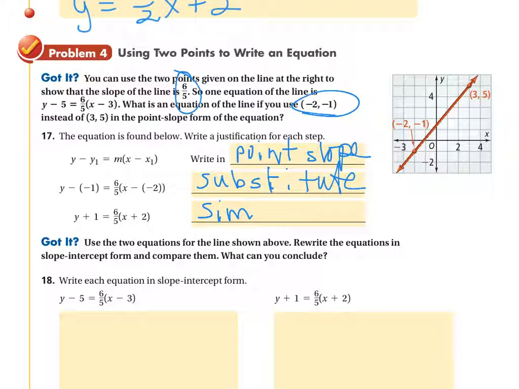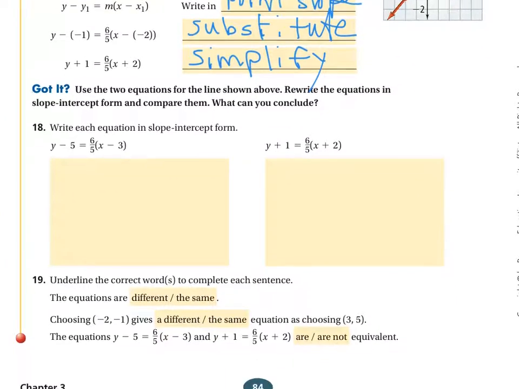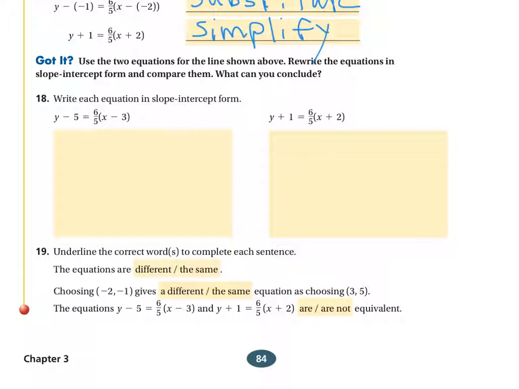When you've got two negatives next to each other, that changes to addition. So these are the justification steps for the algebra. Oftentimes you leave the equation in that form, the point slope form, but sometimes you switch it back to the y equals mx plus b form. Just kind of depends on the directions.